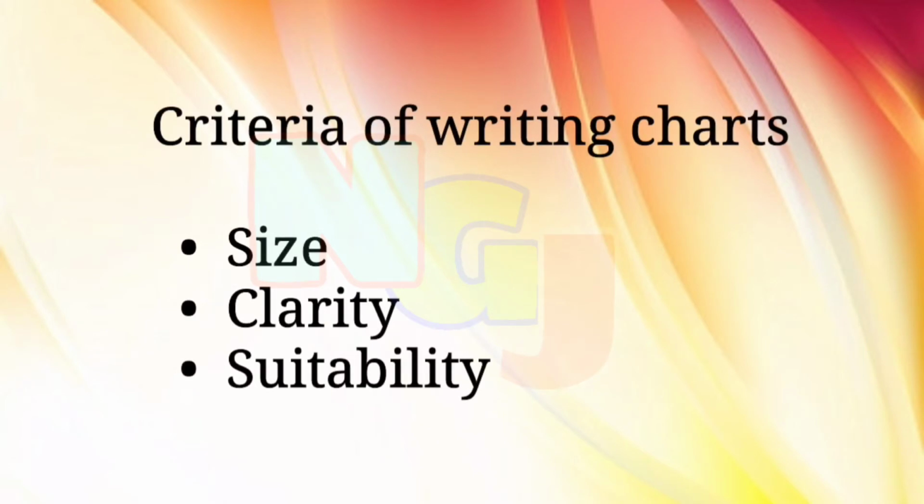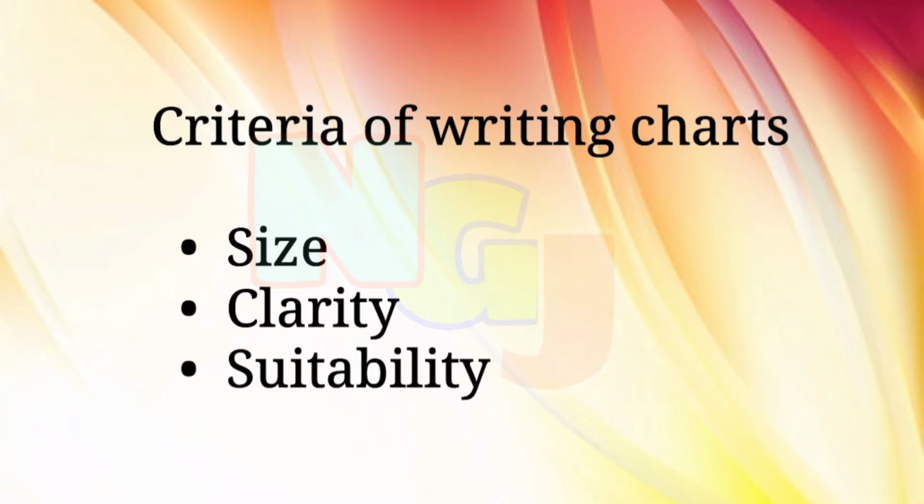You should also understand three criteria of a good chart. The first one is size, second one is clarity, and the third one is suitability. You should always remember that the letters on the chart should be large enough to be seen by all the students in the class. That is the size of the letter. The second one is clarity. Whatever is written on the chart or whatever is drawn on the chart should be clear and only relevant things must be represented. And the third thing is suitability. Whatever is written on the chart should be suitable to provide necessary practice to the students.